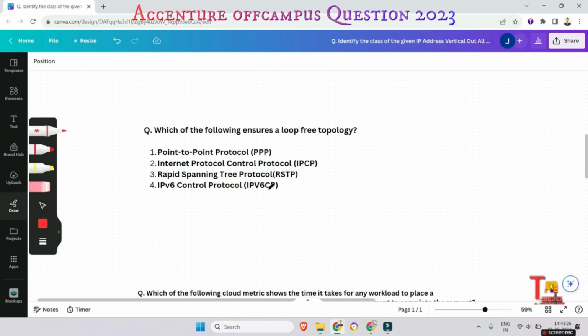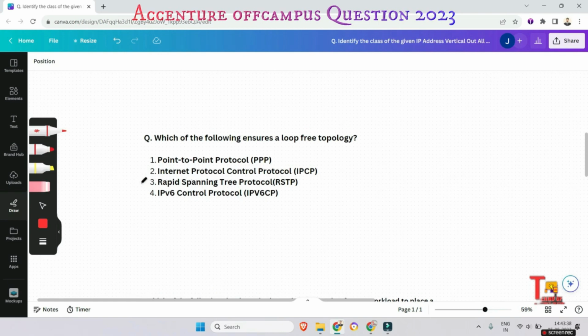I know if you are from CSIT, then you can answer maybe, but most of my subscribers are non-CSIT, right? So I'll answer for them. The answer will be Rapid Spanning Tree, right? RSTP, because RSTP is a network protocol that prevents loops in Ethernet networks by dynamically managing the operation of Ethernet bridges and switches, right? So just remember this.